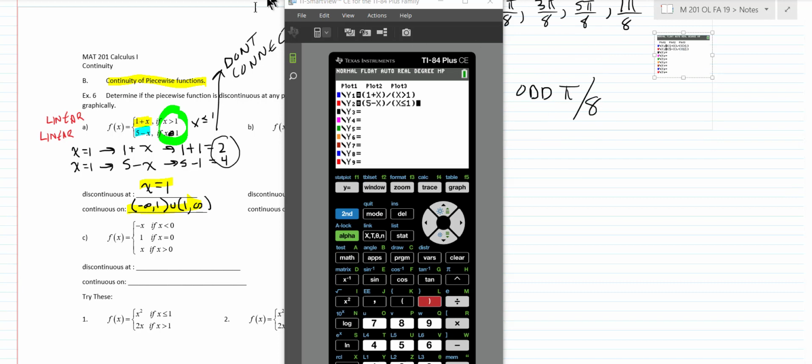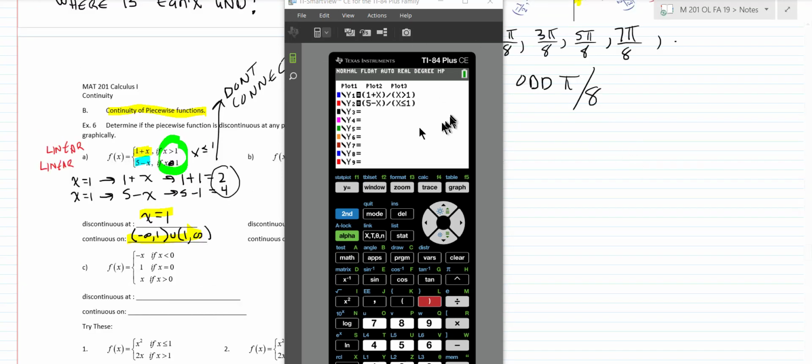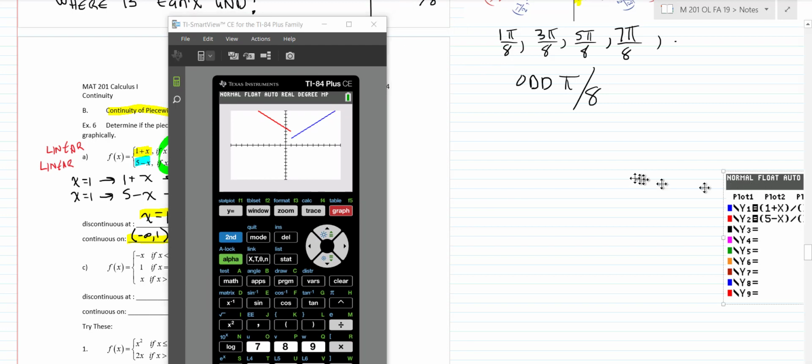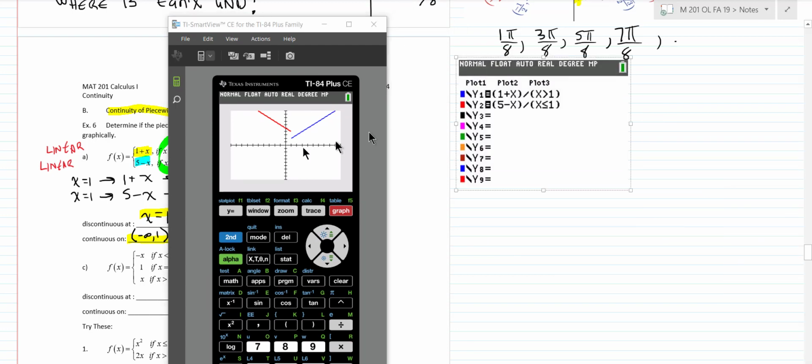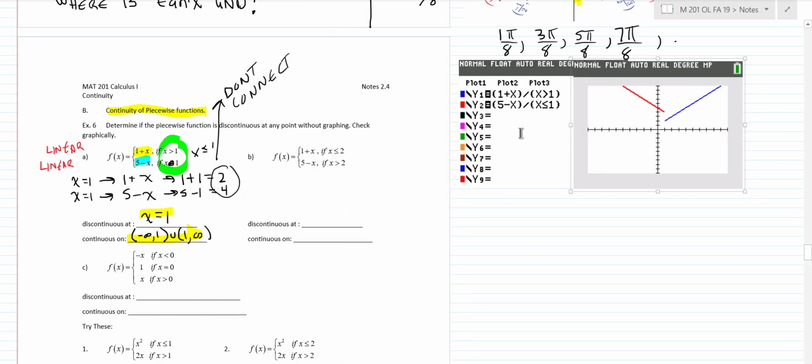You want to make sure that you know how to do this. Let me slide it way over here. Maybe it's better. Okay, so we do a standard window, and that's what that looks like. To me, the graph's now pretty clear. You can pretty well tell why that would be discontinuous, because there's that break in the graph. So the graphing calculator should make everything clear to you when you do this. Now what we're going to do is look at the same function, but at a different point.